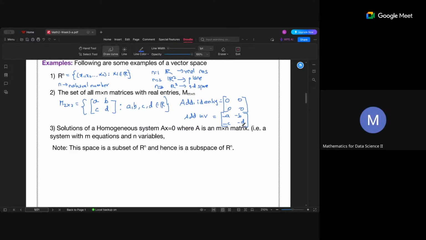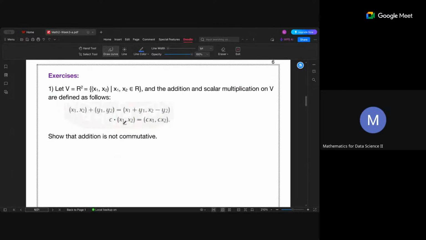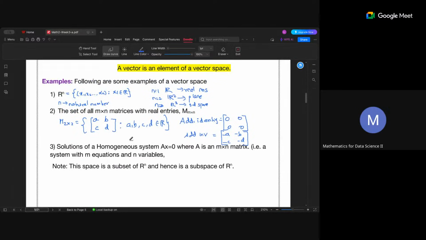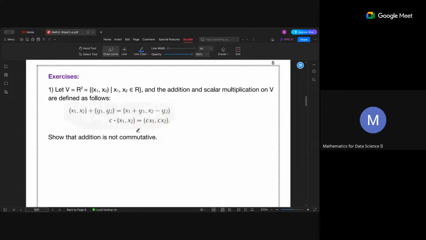Okay. Then this is the set we started with: solutions of a homogeneous system Ax equal to 0, the first set which we started in today's session. So this is also a vector space. These are some familiar examples of a vector space. Here we will do some more complicated sets. For these sets, the properties are very straightforward. You can directly verify them. I will do something which is a little complicated.